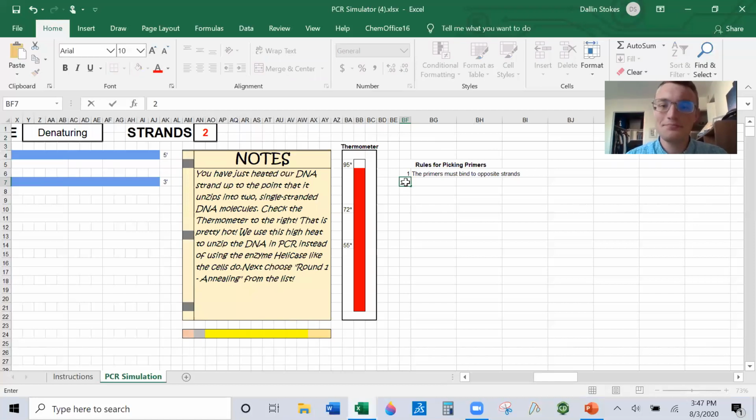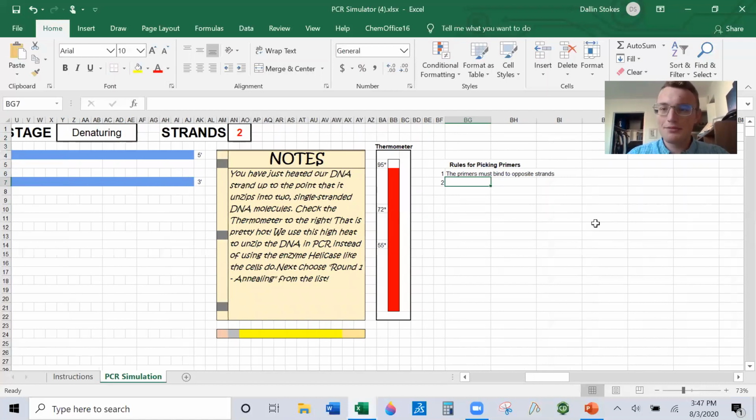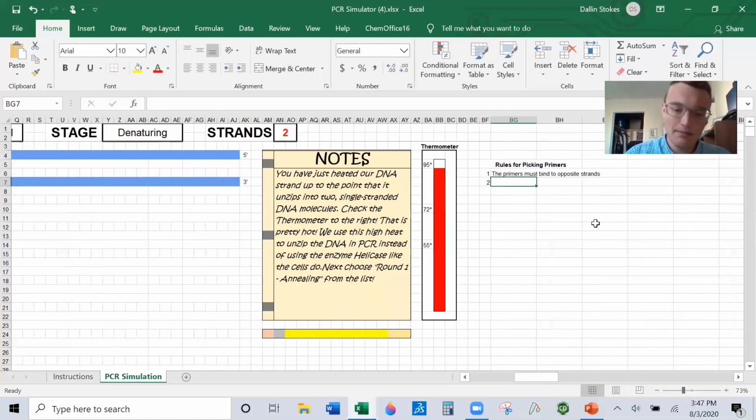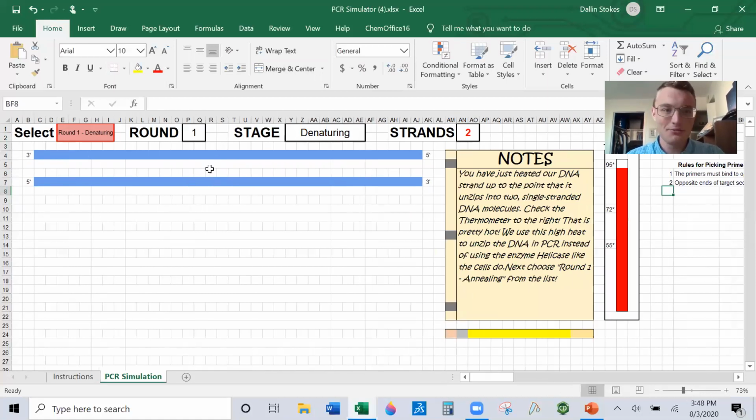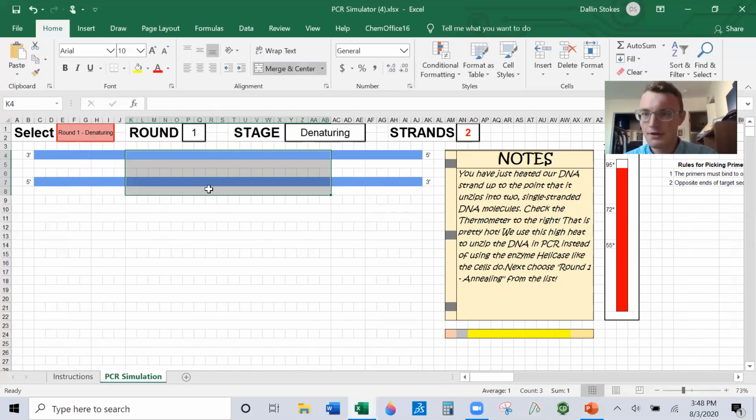Okay, here we go. The second rule is you want these 2 primers to be on opposite ends of your target sequence. So let me type out the rule. Opposite ends of target sequence. What we mean by that is, you remember in my little example, this middle chunk is the one that I'm trying to make photocopies of.